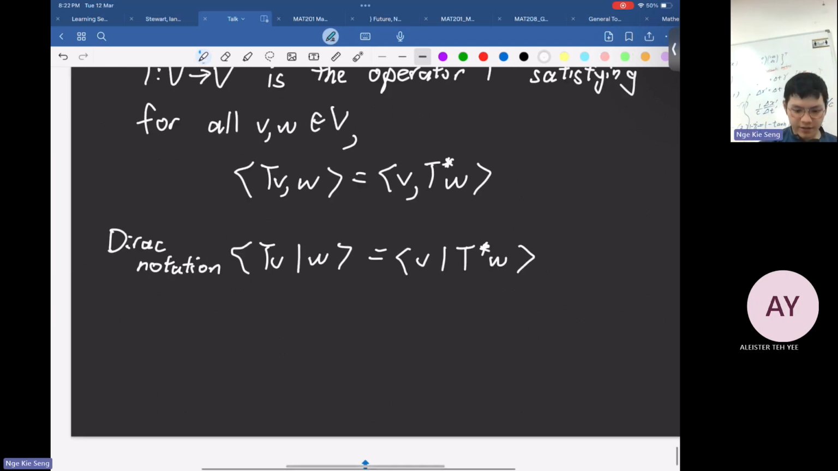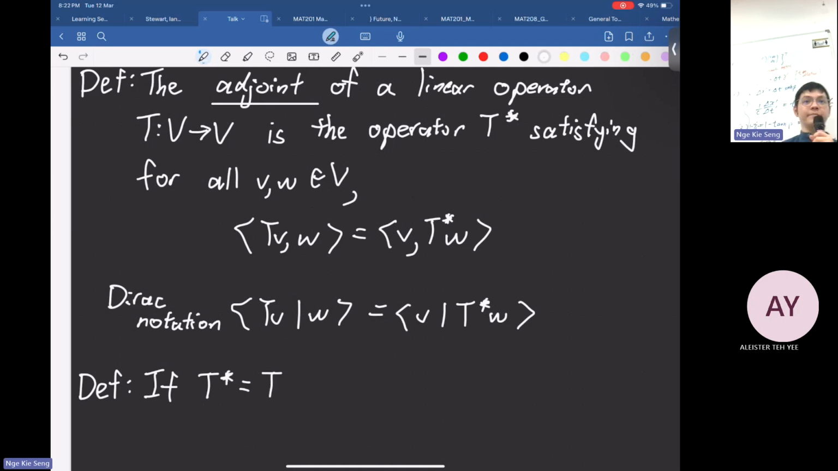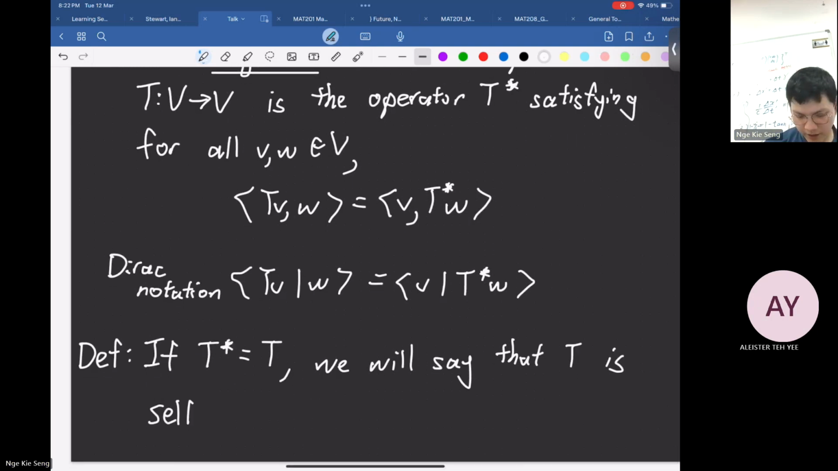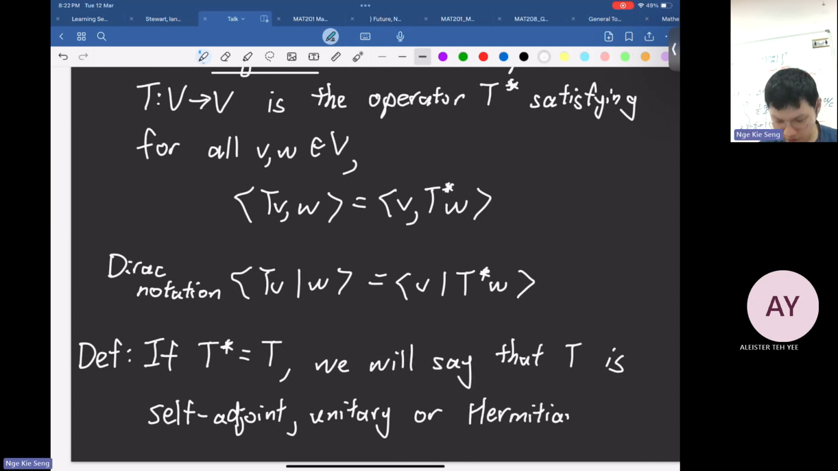Okay, so definition. If T star happens to be T again, we will say that T is self-adjoint. We also call it Hermitian. I think Hermitian is the most usable word in physics.